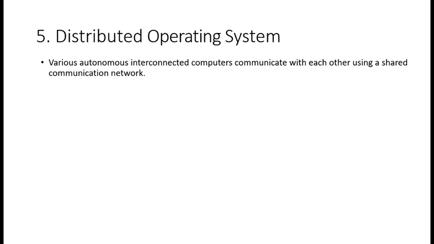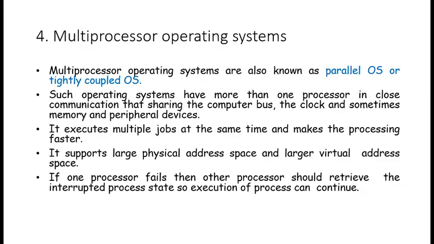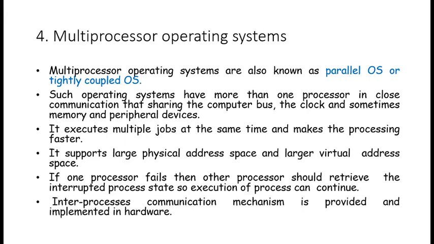In a distributed operating system, various autonomous interconnected computers can communicate by using this system. These are independent systems, so as I told you, if you have a task, you can divide the task among different operating systems, and each operating system can take a part of the task to execute. Independent systems possess their own memory unit and CPU, and these are referred to as loosely coupled devices. So a distributed operating system is a loosely coupled device, and a multiprocessor system is a tightly coupled device.